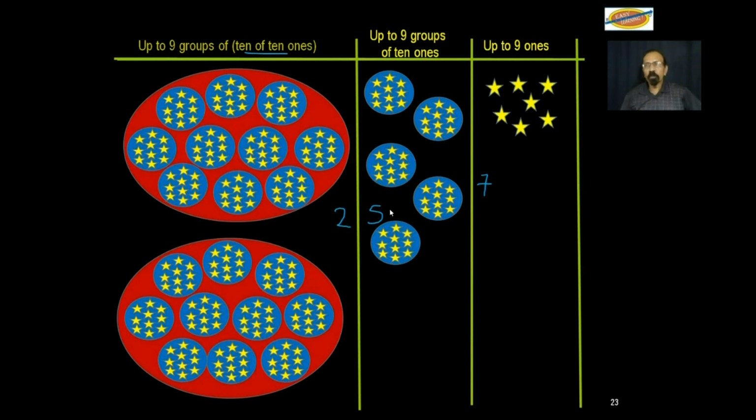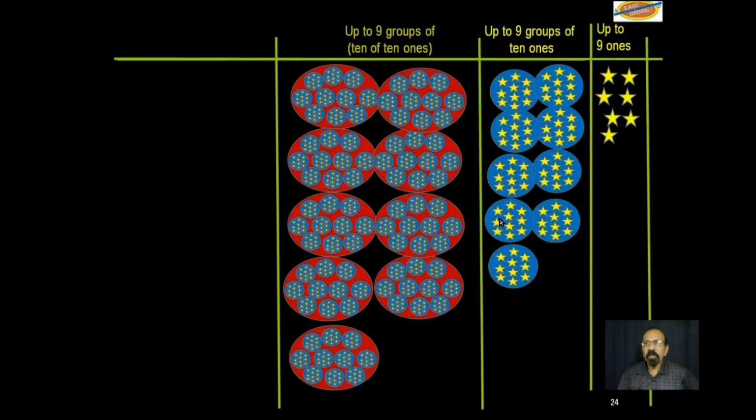257, that is two groups of hundreds, which is 10 of 10s, 5 groups of 10, that is the 50, and 7 single stars. So if we keep counting stars, we now have 9 groups of 10 here. We have 2, 4, 6, 8, 9 groups of 10, and we have 2, 4, 6, and we have 7 single stars. So at this point, we are writing 997, meaning 9 groups of 10 of 10s, 9 groups of 10, and 7 ones.